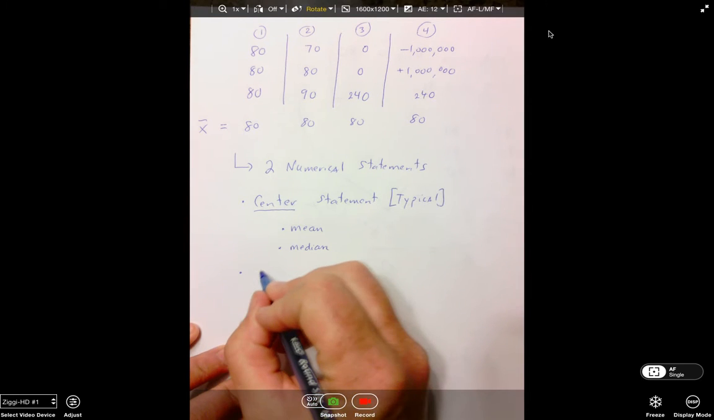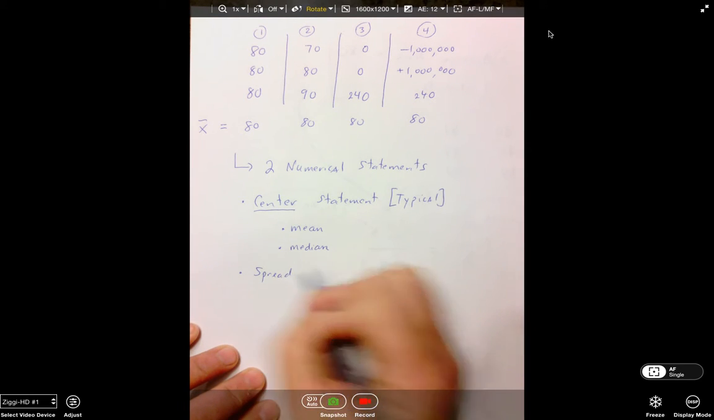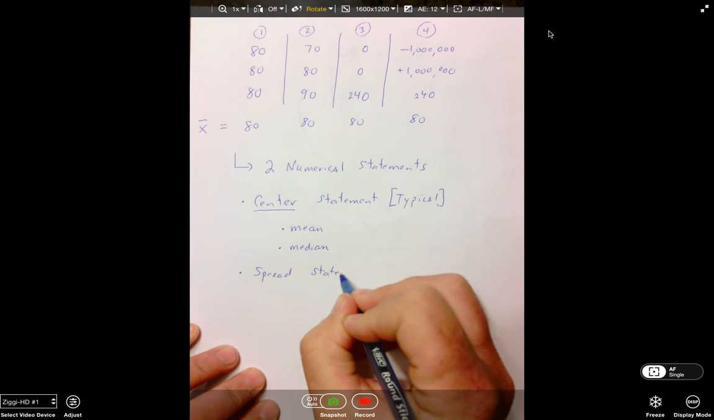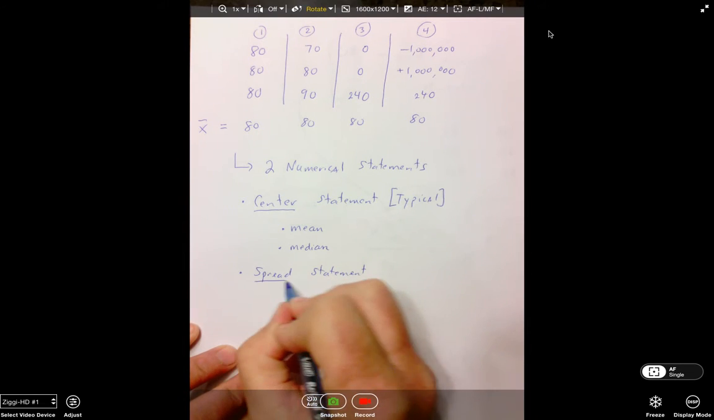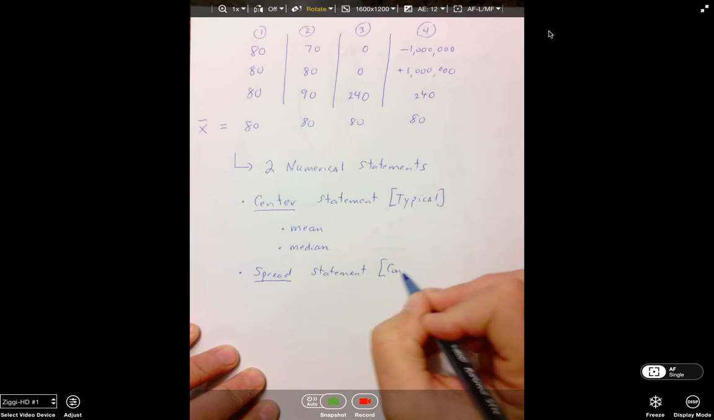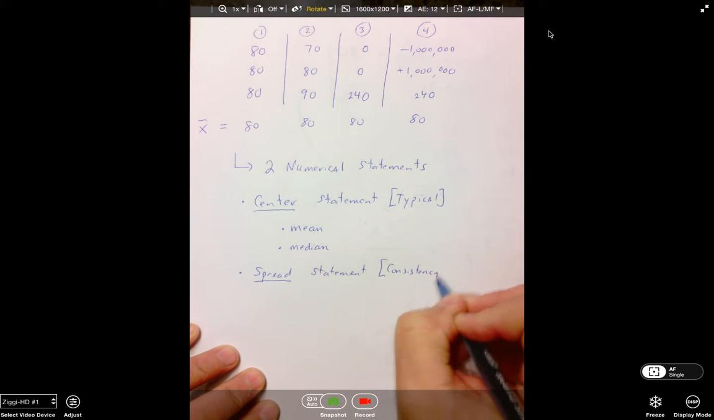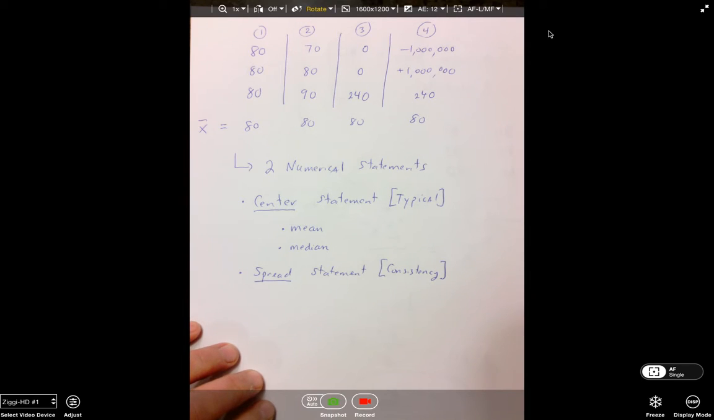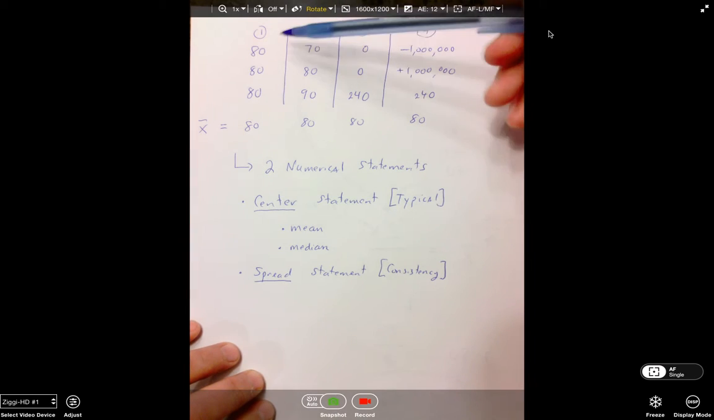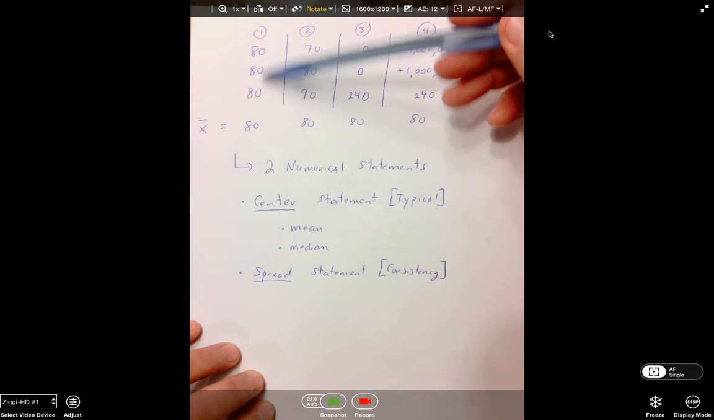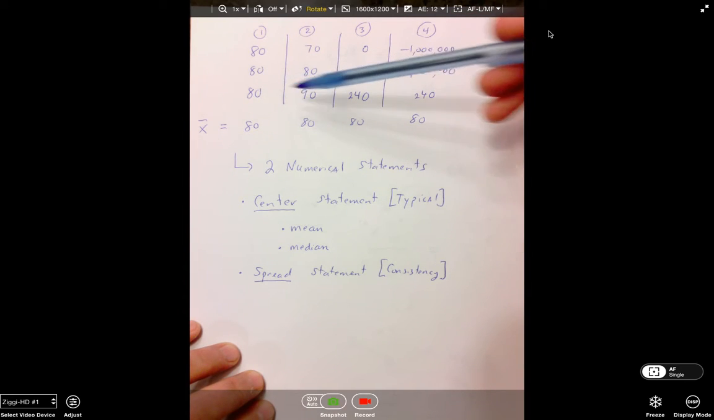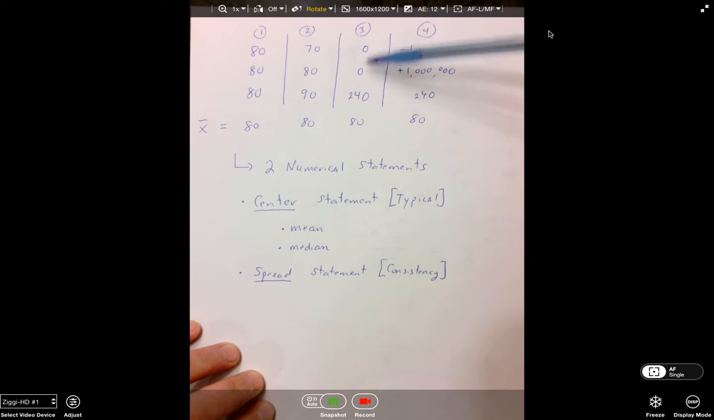The other thing that we have to do in statistics is make a spread statement. And this just addresses the consistency of the scores. Now, if we come back up and look at these scores here, we can see that 80, 80, 80, these things are completely consistent, right? Whereas if we come over here and look at 0, 0, 240, these are not as consistent. Now, granted, these 2 scores here are. So we want to come up with a measure of consistency within the scores.